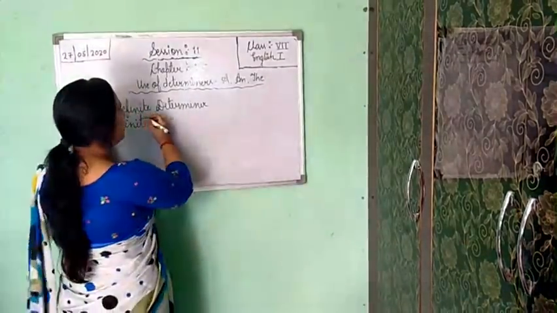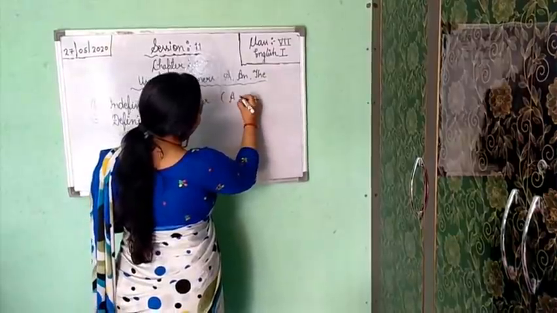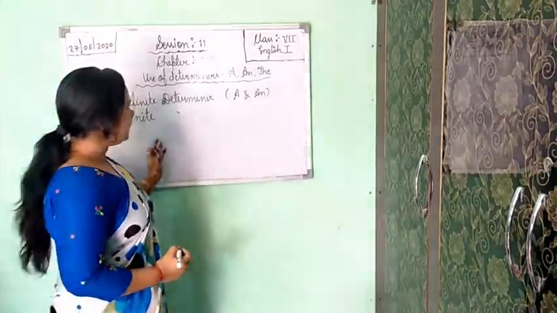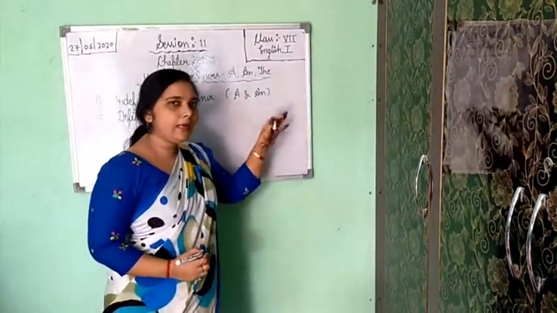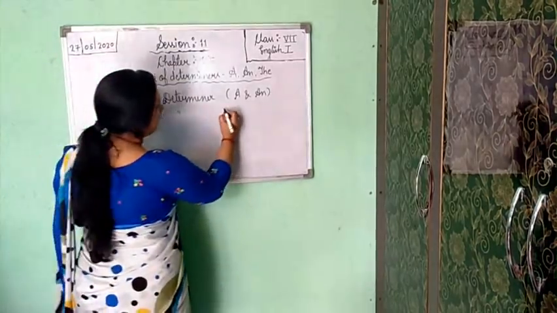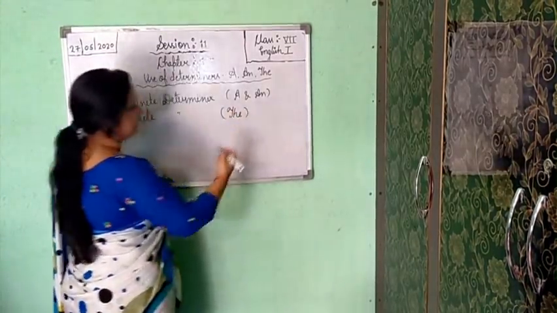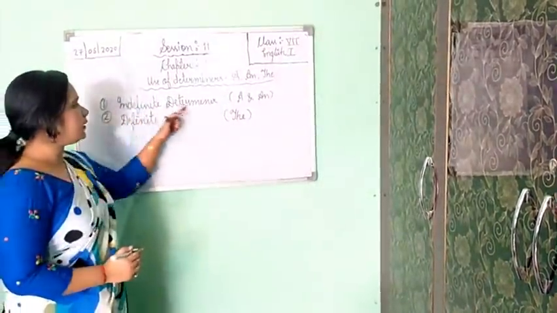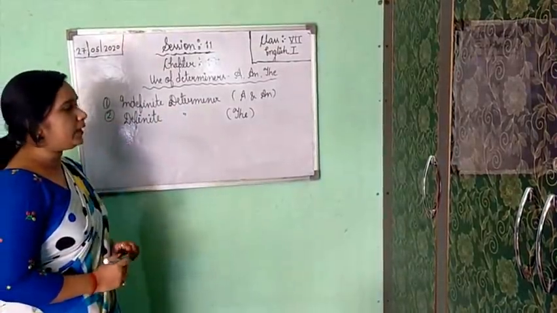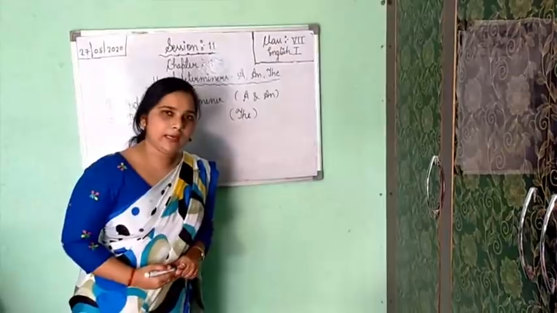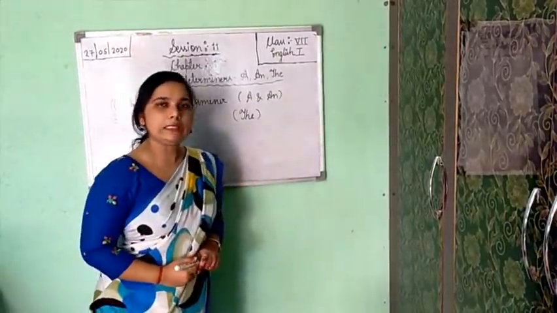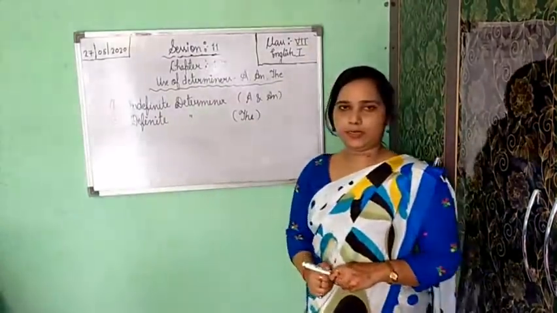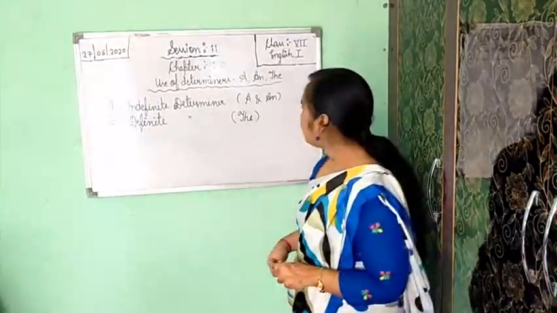In the indefinite determiner you will get a and an. Is that clear? In the indefinite determiner you will get a and an only. But in the definite determiner you will get the. So in the indefinite determiner you are getting a and an, and in the definite determiner you are getting the. Now what is the indefinite determiner and what is the definite determiner? One by one I will make it clear to you.